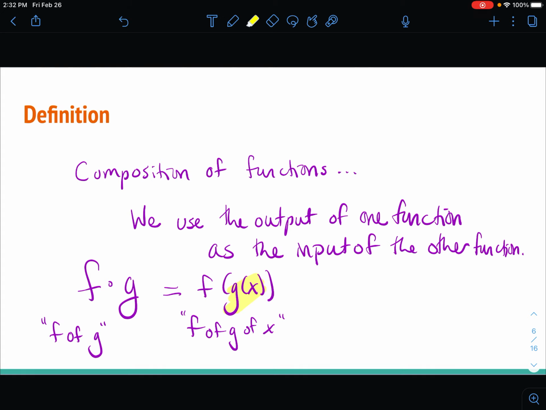So you may see a couple of different things. This looks like f circle g. There's a little open circle here. It does not mean we're multiplying them. We're going to say f of g. So if we see that, that's what that means, and it's equivalent to f of g of x. So I went ahead and wrote down the way that you're going to say these. Make sure you practice that and you understand what that notation means.